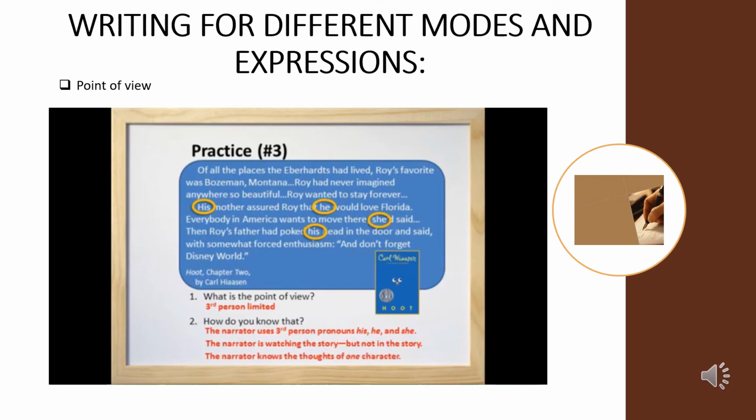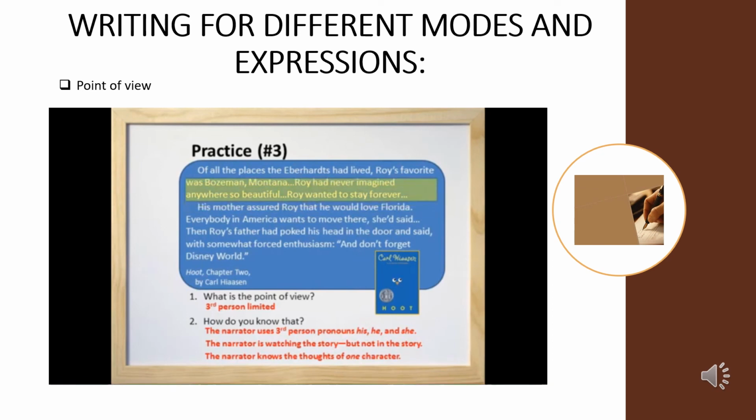We know this is third person limited because the narrator knows the thoughts of one character. Which character? There are 3 characters that this narrator tells us about: Roy Eberhardt, his mother, and his father. But the narrator only knows the thoughts and feelings of Roy. How do we know that?